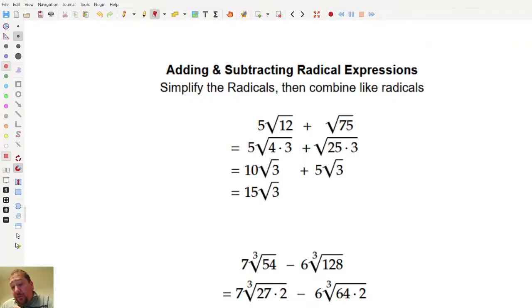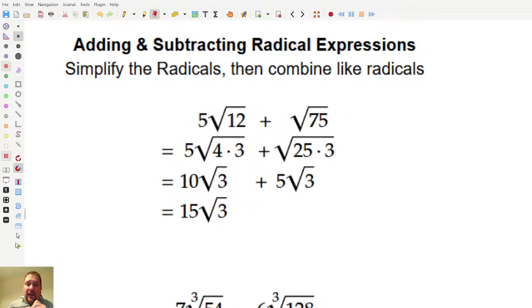Adding and subtracting radical expressions. So here, very simply, you're just going to take what we did earlier about simplifying either square roots or cube roots or whatever root you have, and then you just combine your roots. So we'll just look at this example: 5 times square root of 12 plus square root of 75.